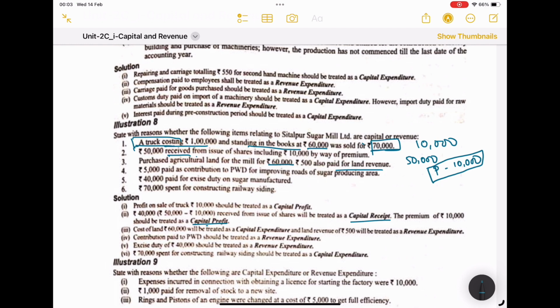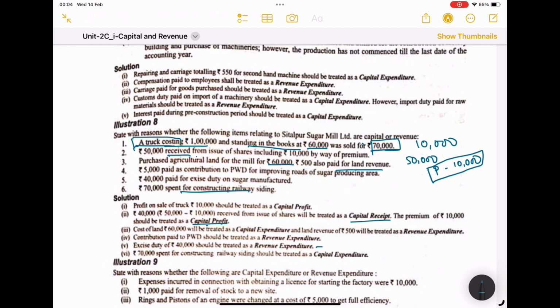these things we are going to pay regularly, once in a year. Definitely we are going to pay tax, right, for that. So it is directly related to the process of your organization. Definitely revenue expenditure. Next, 70,000 spent for construction of railway siding. So construction of railway siding is related to your capital. Constructions, renovations kind of words, if you are seeing these words then definitely you have to mention it as capital expenditure.